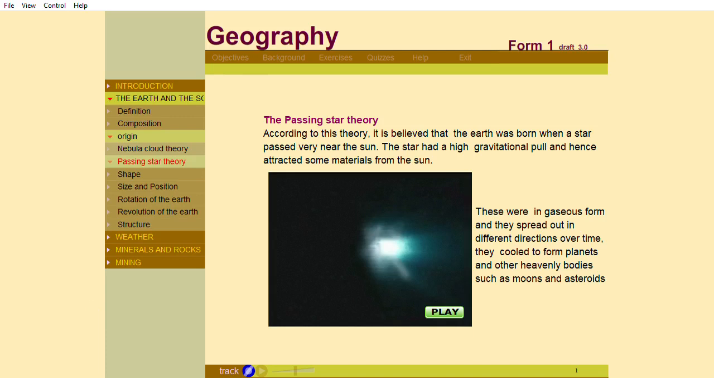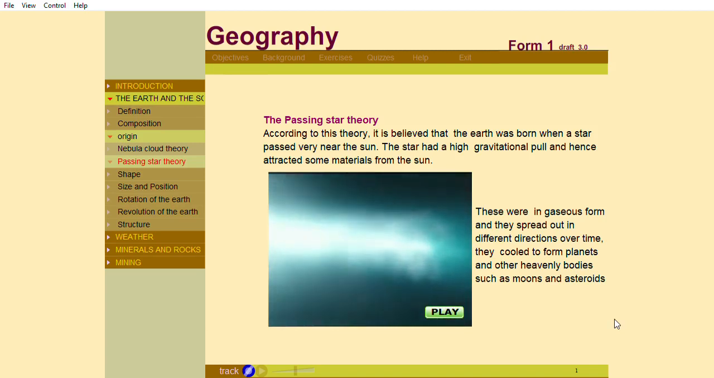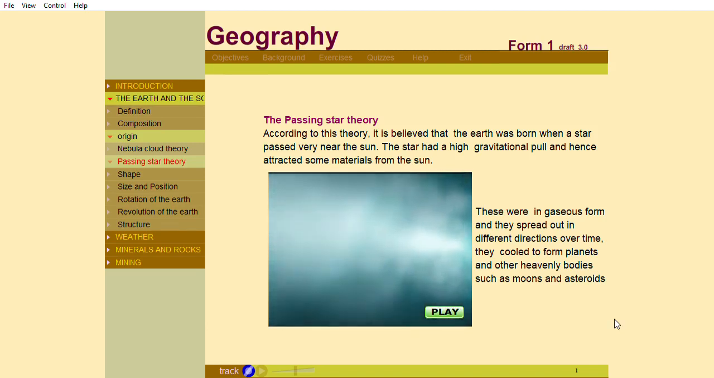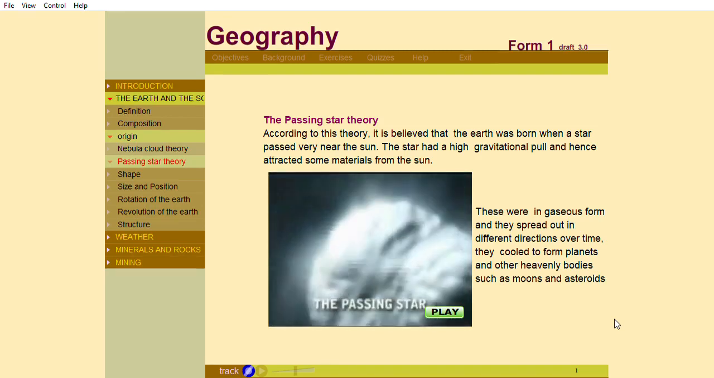According to this theory, it is believed that the Earth was born when a star passed very near the Sun. The star had a high gravitational pull and hence attracted some materials from the Sun. These were in gaseous form and they spread out in different directions over time. They cooled to form planets and other heavenly bodies such as moons and asteroids.